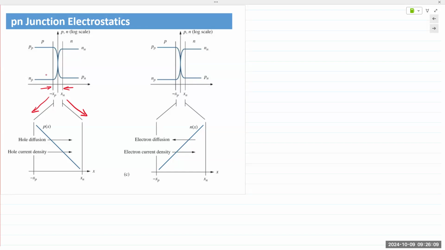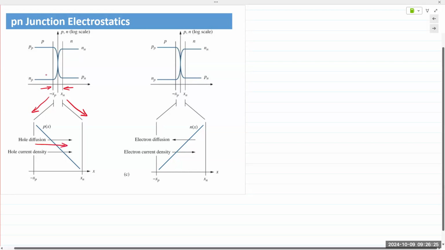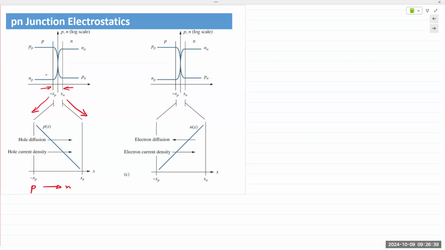Chapter 2, phenomena of diffusion. In a bid to create a uniform distribution, the holes will start diffusing from the left side to the right side, meaning from the P-type material towards the N-type material. So holes are diffusing from the P-type material to the N-type material, physically moving, in a bid to create a uniform concentration. Remember, physical quantities always flow from high to low.